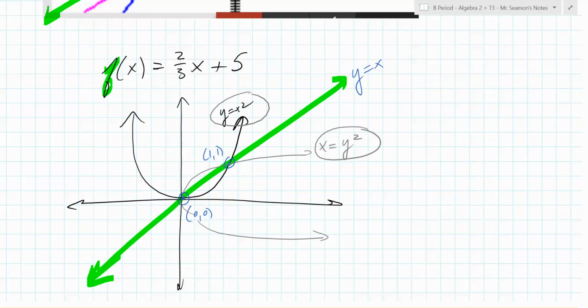How do you tell if it's a one-to-one function? If it also passes the horizontal line test. If it also passes the horizontal line test.